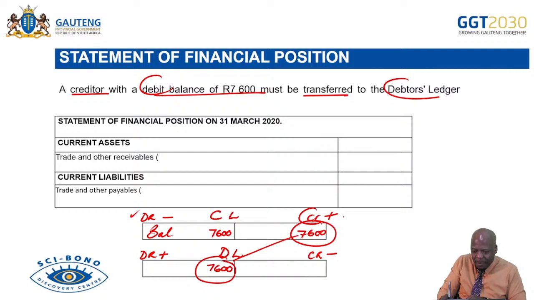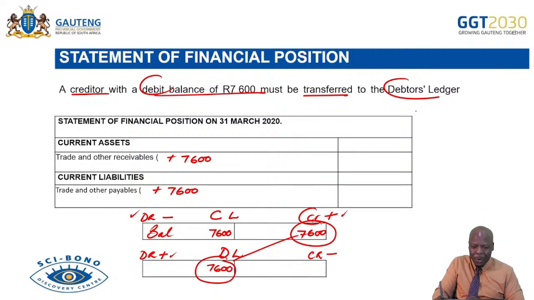It means I have credited my creditors ledger, which is a plus. So I'm going to come to my trade and other payables, and I'm going to say plus 7,600. And then I'm going to come to my debtors ledger. I'm going to say plus under my trade and other receivables, 7,600. That is how I transfer an amount from the debit side of the creditors to the debtors ledger. That is how I would do it.